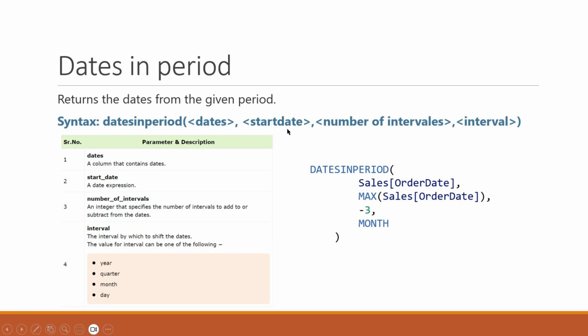Start date: it is starting from MAX. So our latest date, which is the 15th November, it will start from this. For the number of intervals we have used -3 because we want the last 3 months of data. And for the interval we have put MONTH as we are calculating for 3 months. You can put year, quarter, month and day. Here we are putting the month.